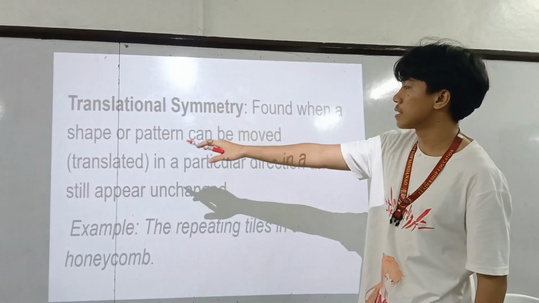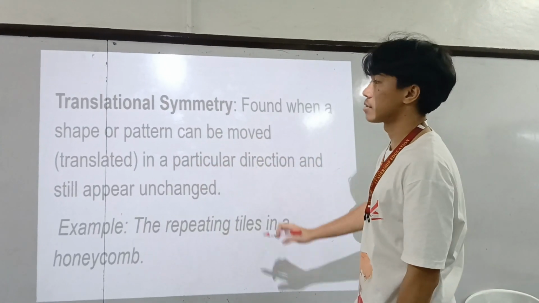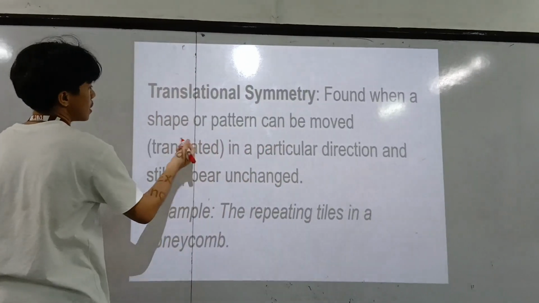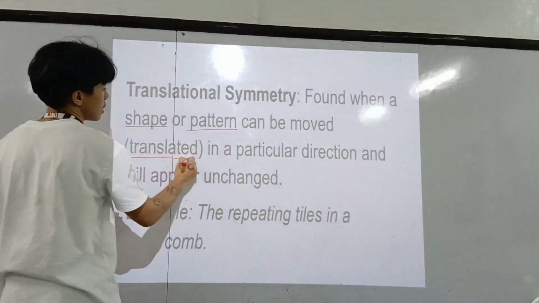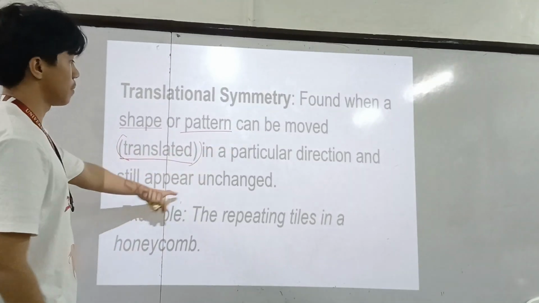The next type of symmetry is translational symmetry, found when a shape or a pattern can be moved, translated in a particular direction, and still appear unchanged. We call it translational symmetry when the shape or the pattern can be moved in a particular direction and still appear unchanged.